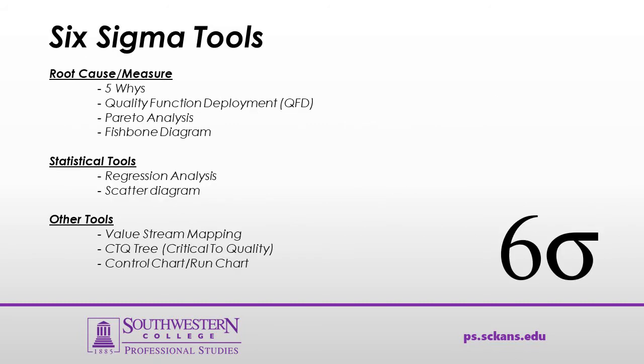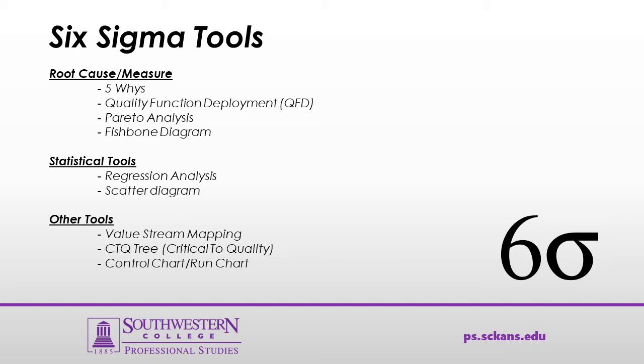So some of the tools that you will see within Six Sigma, and by no means is this an all-encompassing list, but things that can be used for root cause or measuring in that stage of the process would be 5 Why, quality function deployment, oftentimes called the house of quality. If you see that in the future, that's kind of where this falls. Pareto analysis, or the 80-20 rule, if you have heard of that, and a fishbone diagram, which is another brainstorming tool. There are also statistical tools, and there's a lot of different stats that can go into this, like a regression analysis or a simpler scatter diagram to help you identify truly quantifiable deviation from the mean.